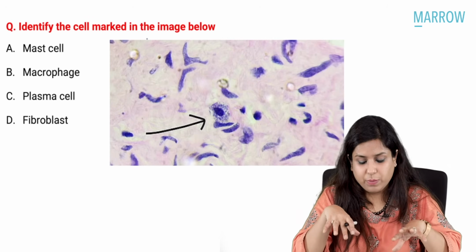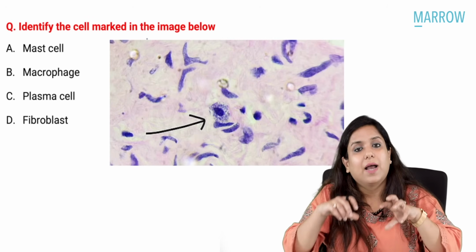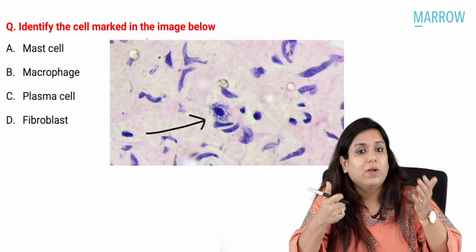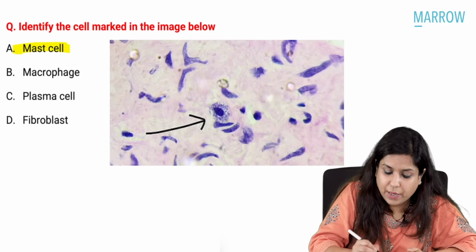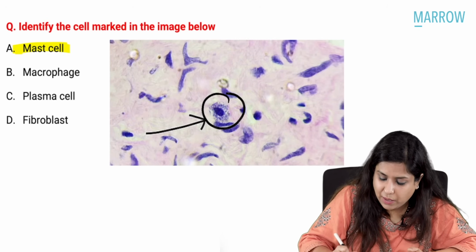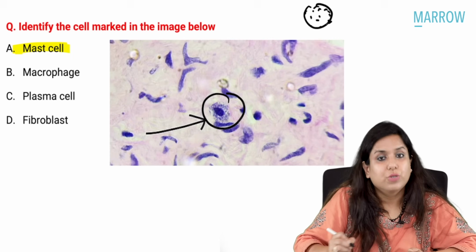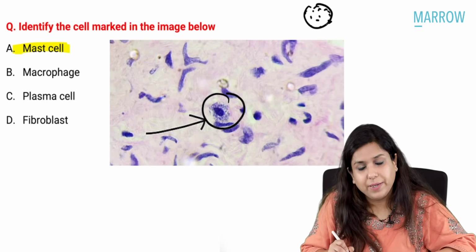Some students told me that they marked the cell, sorry, and they told that this is a toluidine blue stain. What is the cell? The answer was, this is a mast cell. Can you people identify this cell which has got these bluish granules in the cytoplasm? So, this is basically a mast cell stained with toluidine blue stain, right?